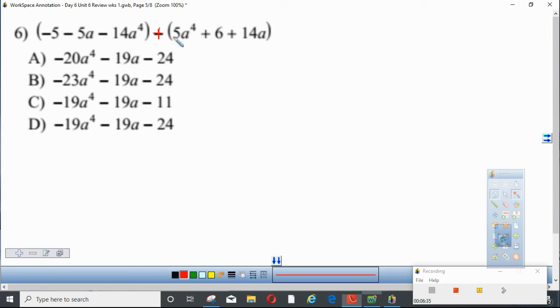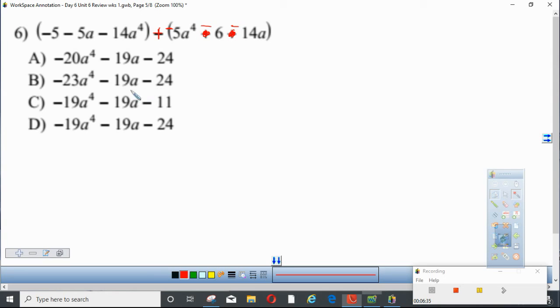So if it was negative, it would change to a positive. Positive changes to a negative. So this is positive 5, it changes to a negative 5. This is a positive 6 plus 6, so it changes to a minus or a negative 6. Plus 14 changes to a minus or a negative 14. All right, once you change all of that, now it's the same thing we've been doing.